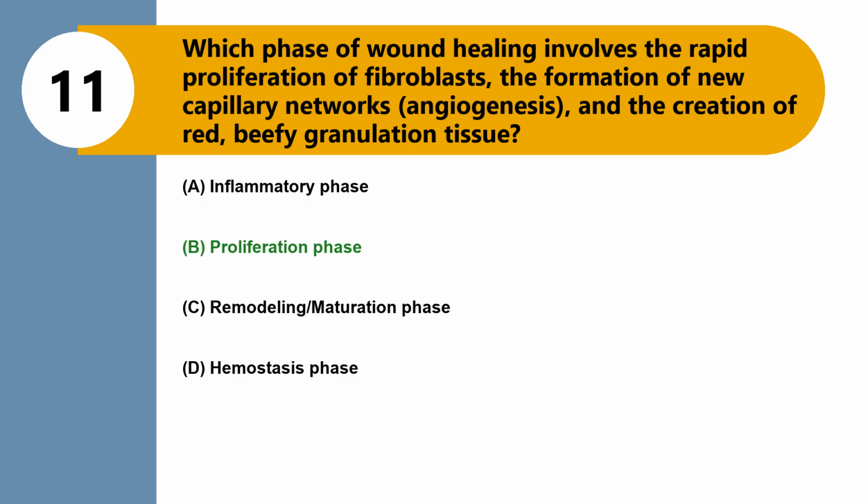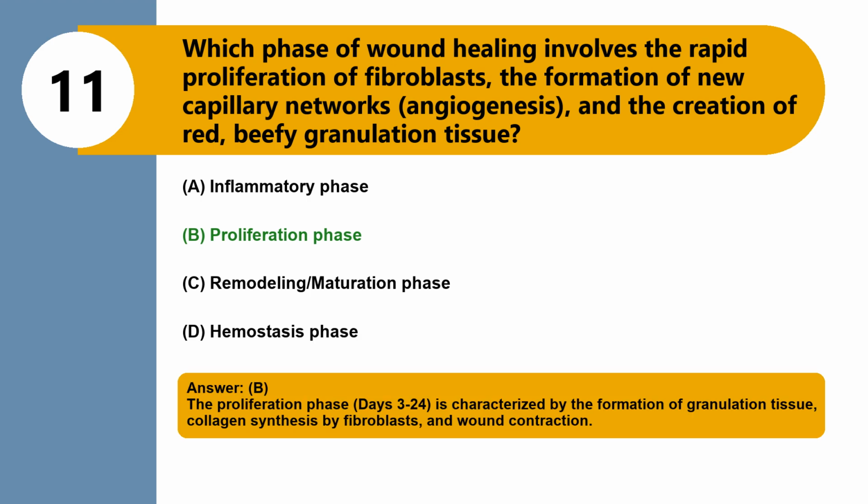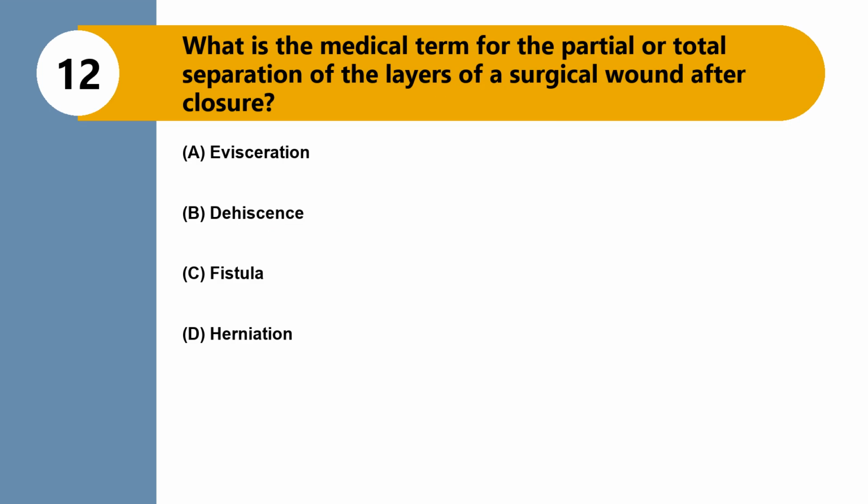The correct answer is option B, proliferation phase. The proliferation phase, days 3 to 24, is characterized by the formation of granulation tissue, collagen synthesis by fibroblasts, and wound contraction.